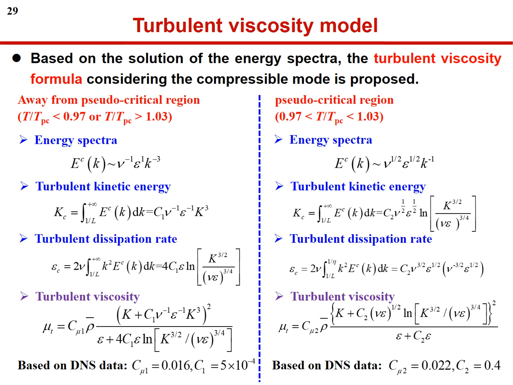Based on the solution of the energy spectrum, the turbulent viscosity formula, considering the compressible mode, is proposed. We transform the information of the Fourier space back into the physical space, and we get the solution of the turbulent kinetic energy and turbulent dissipation rate, which determines the value of the eddy-viscosity coefficient. The solution of the viscosity is given here for the region away from the pseudo-critical region and the pseudo-critical region, respectively. Please note that the lower limit and the upper limit of the integral are taken as the wave numbers corresponding to the integral scale of turbulence and the Kolmogorov scale. The constants in the eddy-viscosity formula are obtained from DNS channel flow data and numerical tests.